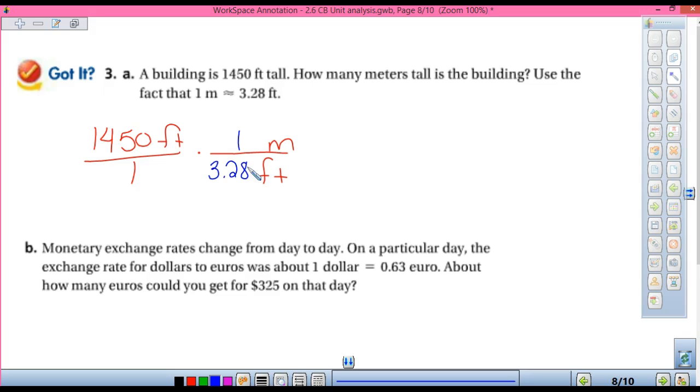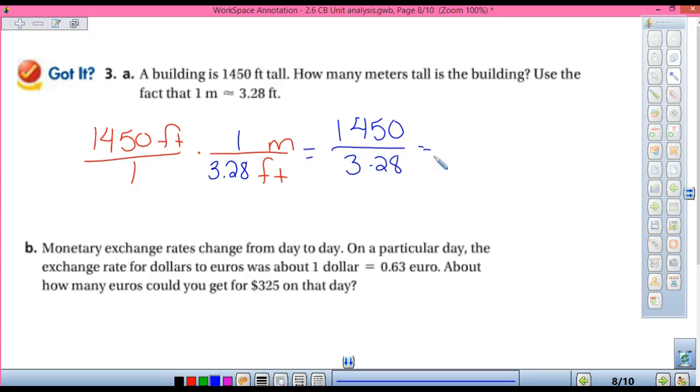So one's on top, one's on the bottom. What do I do, multiply or divide? Divide. If one's on top and one's on the bottom, guys, because if I were to go across, I'd get 1,450 on top and 3.28 on the bottom, so we have to divide.